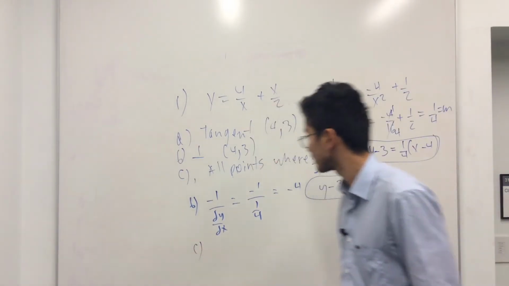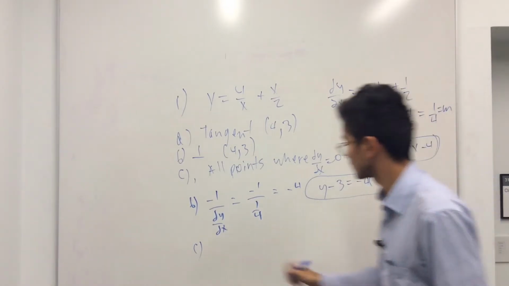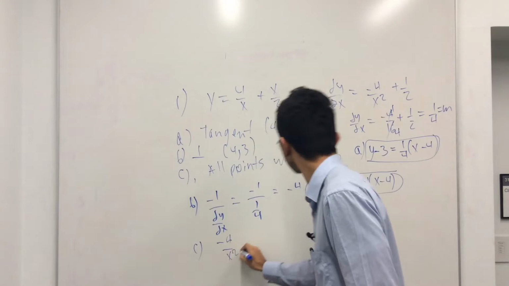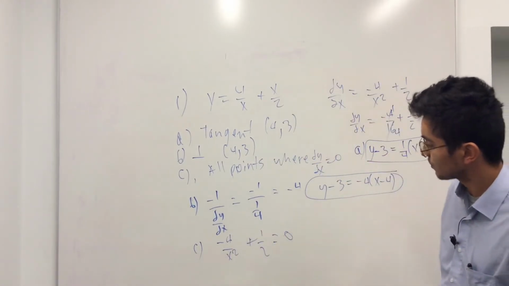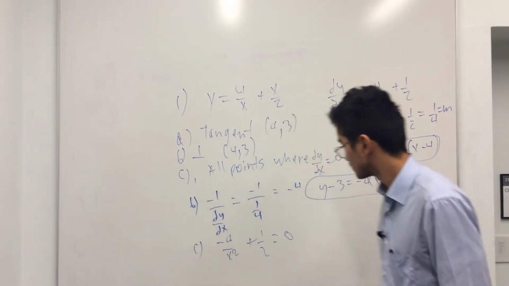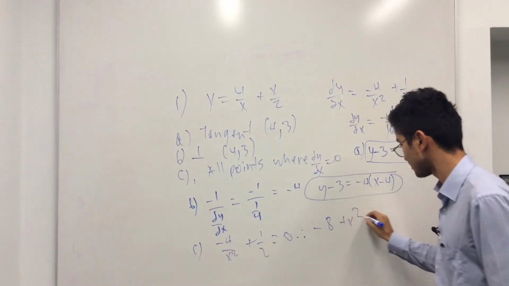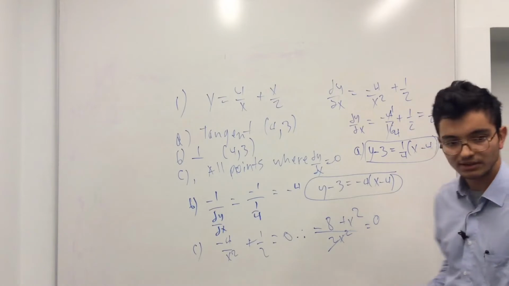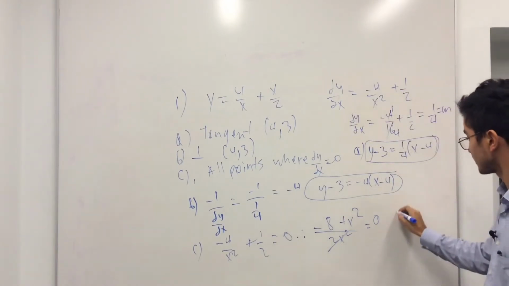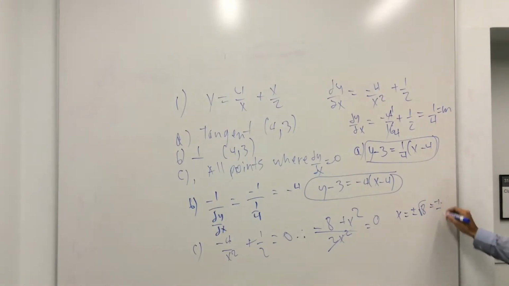Now for part C, we're going to find all points where the derivative is 0. So we set the derivative equal to 0: minus 4 over x squared plus 1/2 equals 0. Here we can find the common denominator, so we have negative 8 plus x squared, all divided by 2x squared. The denominator cancels out if we multiply on both sides, and we get x equals plus or minus root 8, which is plus or minus 2 root 2.